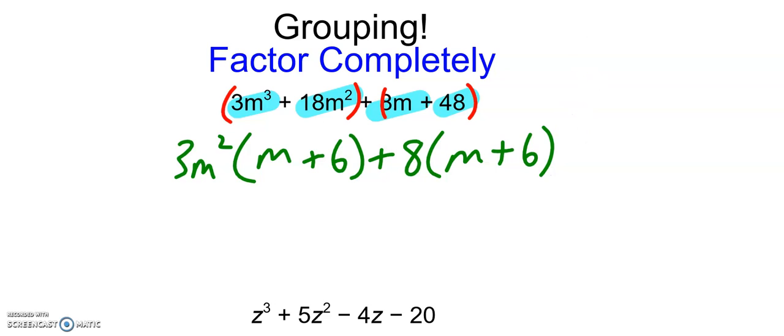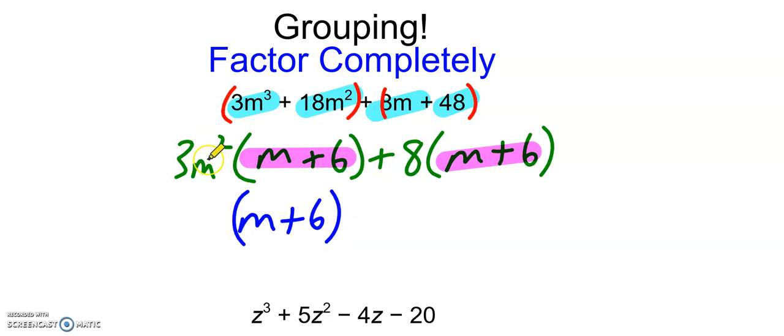Now, factoring by grouping worked, and I did it correctly, if what I'm left over with in both sets of parentheses is exactly the same. If those are not exactly the same, then I either did something wrong, or this would not factor by grouping. Now, since those are the same though, that tells me that that is one of my factors. So I'm going to factor out m plus 6.